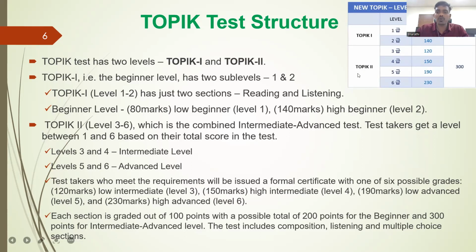And similarly for TOPIK 2, TOPIK 1 has only beginner levels. It is only for beginners, but TOPIK 2 is for intermediate and advanced levels. They are combined together, so totally 4 levels. Depending on how many points you get, they grade you as to which level you are in.